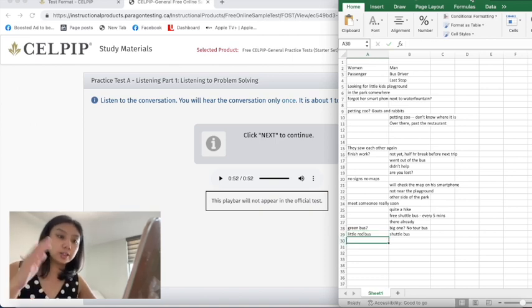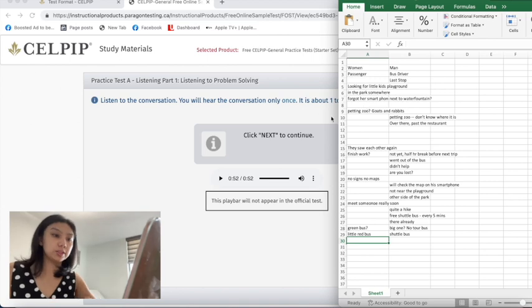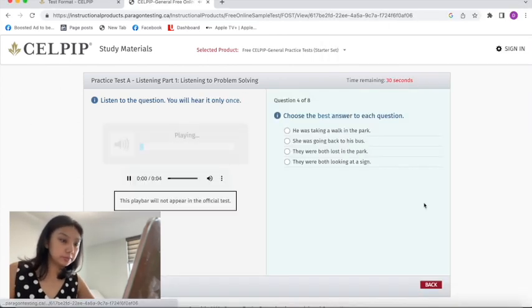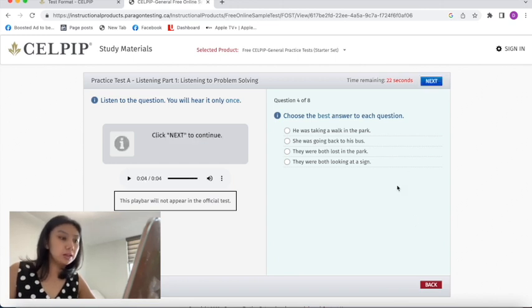So again, I'm trying to capture all of the information, woman, man, between the passenger and the bus driver. Question 4. How did the woman meet the man again? So technically, it wasn't shared how they met. So you have to kind of take the best guess here.